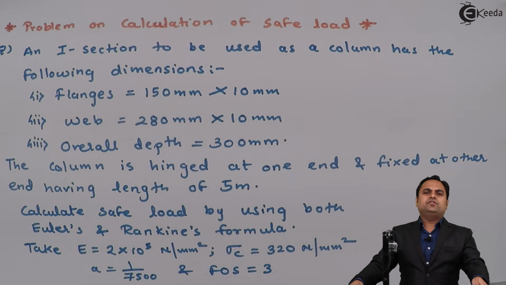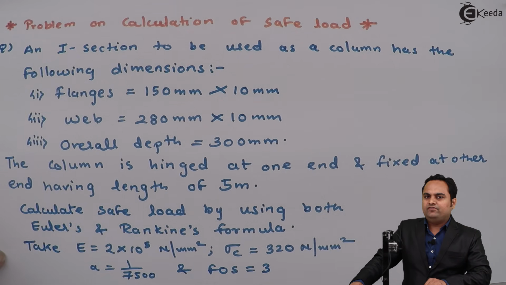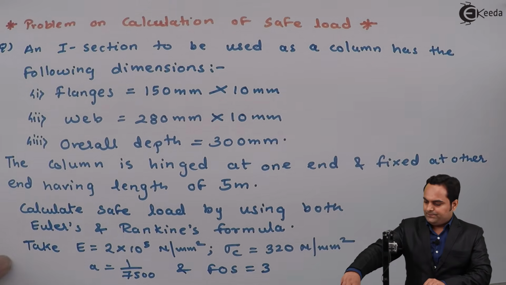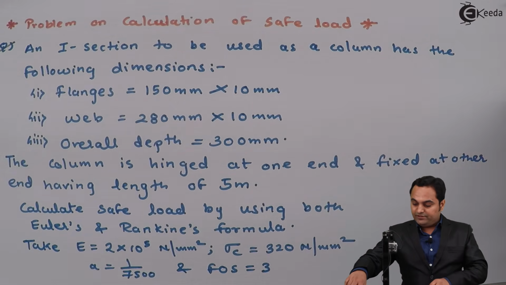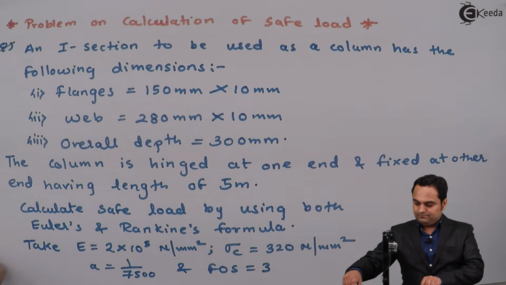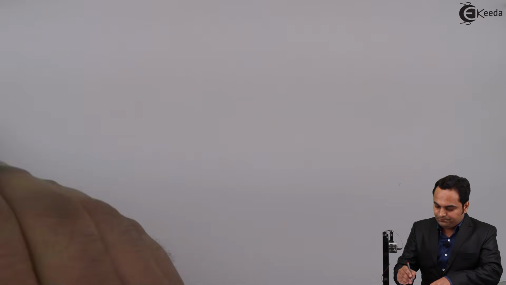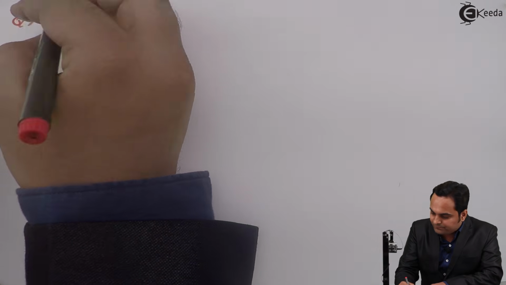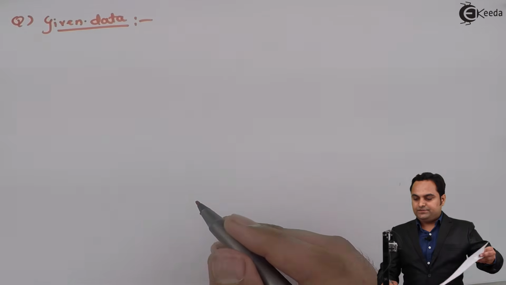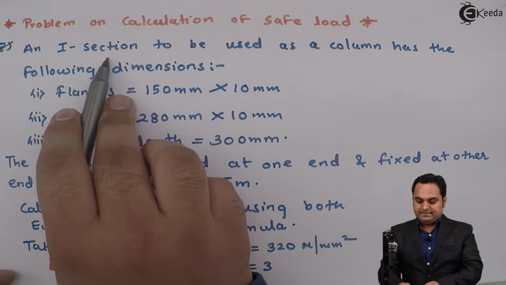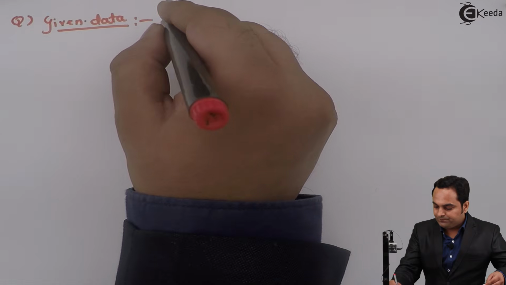Hello friends, here in this video we will see a problem in which we have to calculate the safe load. Here we have a question. I'll read the question and whatever is given here I'll write that in the form of data. Now here in this question, the first thing which is given is an I section is to be used as a column having following dimensions.